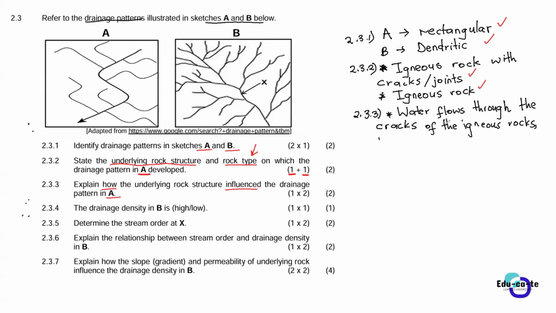So basically, it flows through the cracks of the igneous rocks, resulting in 90 degrees bends, resulting in right-angled bends. Why did I only write one answer? Why didn't I write 2 points here? Why didn't I write 2 points, guys? Because it's 2 marks, but I only wrote 1 point. Why do you think I didn't write this, Popan?